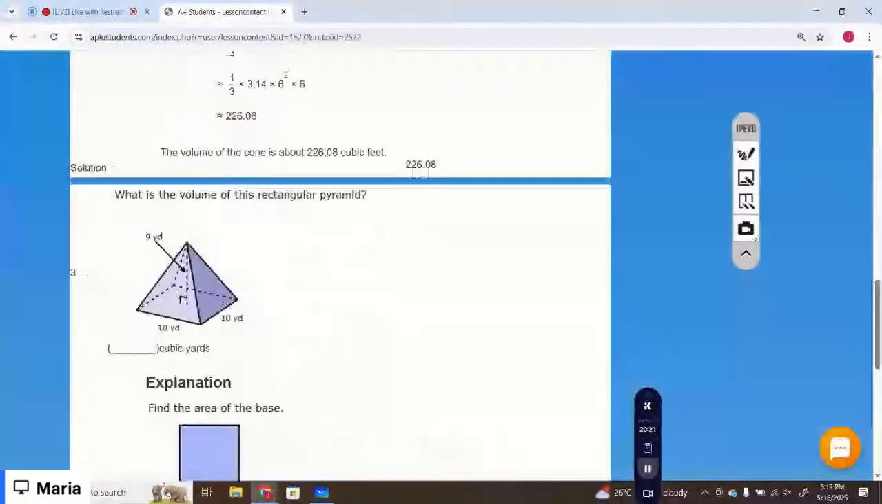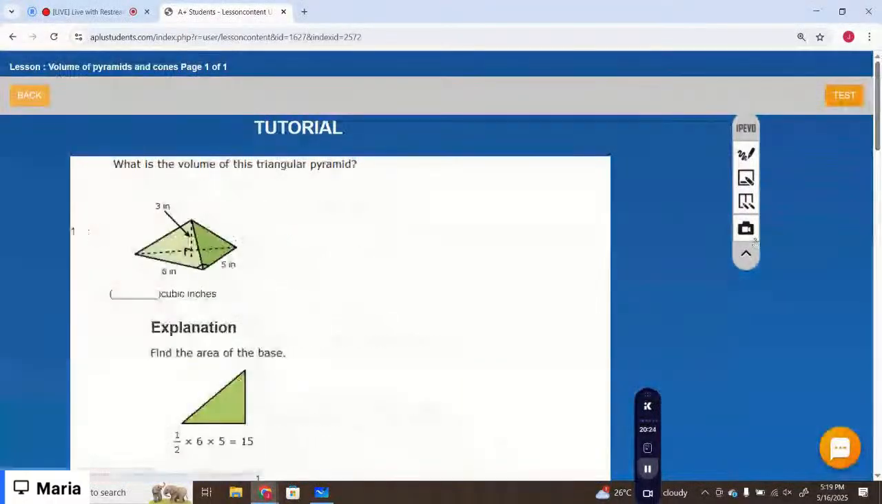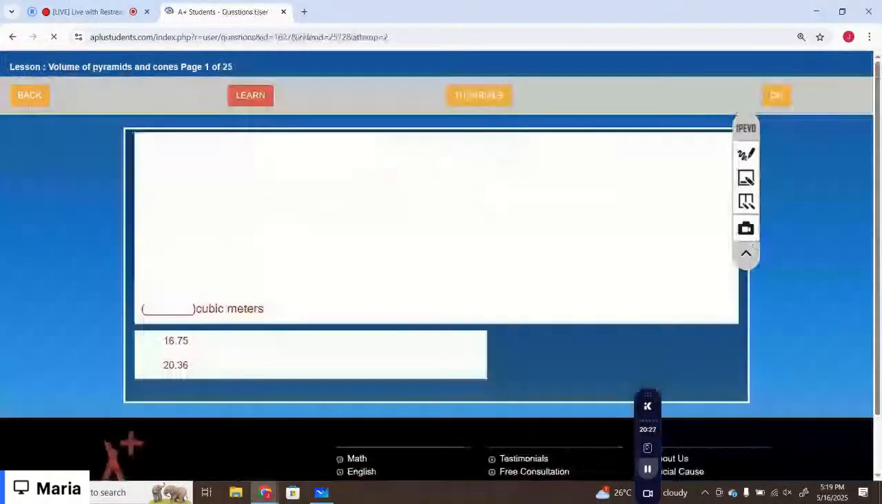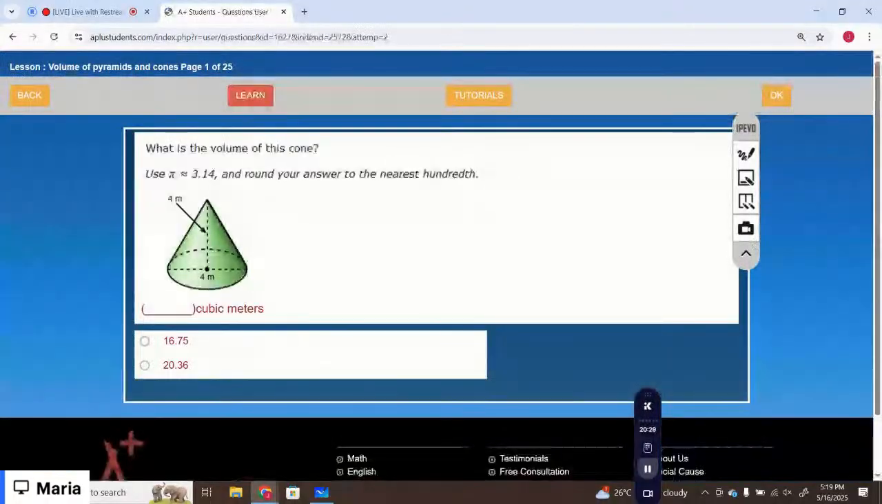Let's just start with the test questions. What is the volume of the cone? So we need to calculate the volume of the cone. So how do we calculate the volume of the cone? The volume is pi r square h.